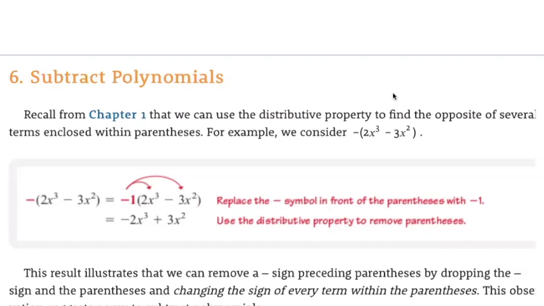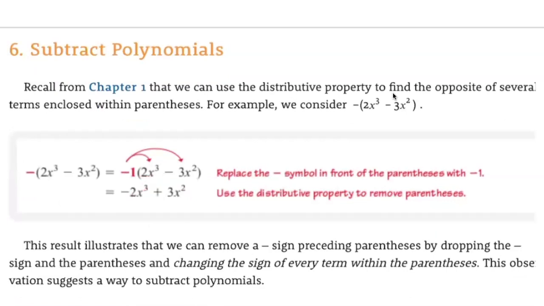When you distribute this negative sign inside, you're going to change the sign in front. So this becomes -2x cubed. Negative times negative is positive, so you're adding positive 3x squared. So remember to change sign when you distribute this -1 inside the parentheses, with everything inside the parentheses.